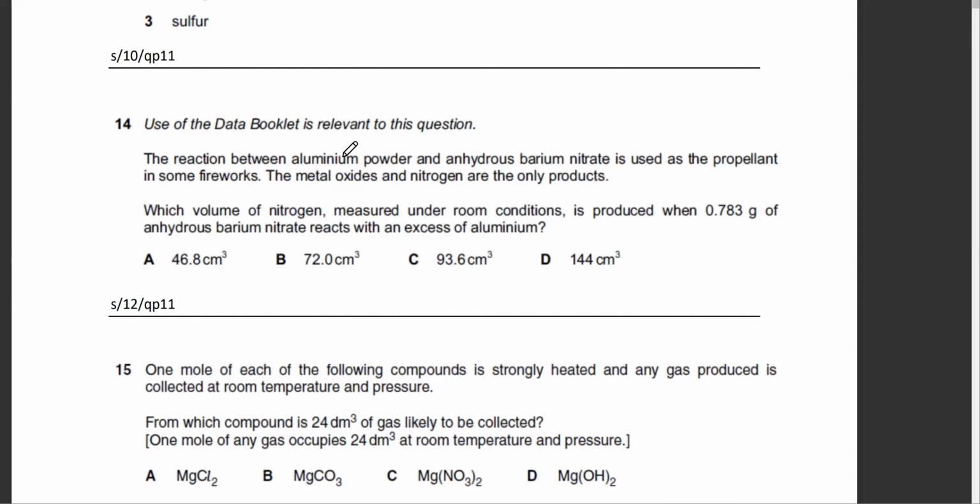So read carefully. There's aluminium reacting with barium nitrate. Ba is in group 2, so it's Ba(NO3)2. And he's saying that the metal oxides and nitrogen are the only products. So there's a metal oxide, in this case it would be aluminium oxide, and it would be barium oxide. And nitrogen is the only other product, and it's going to be N2.